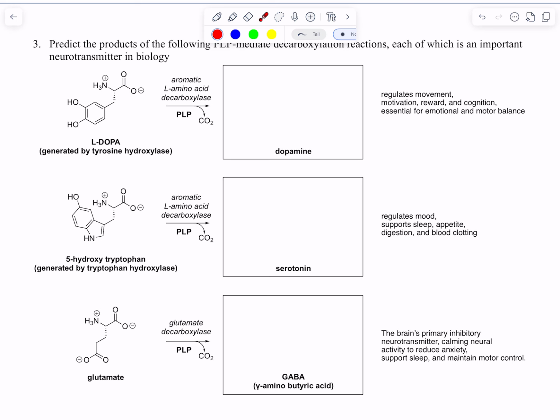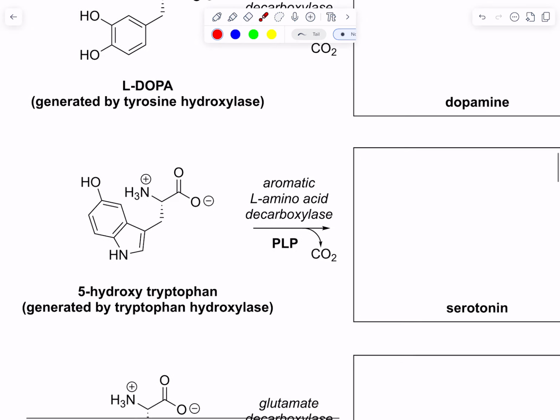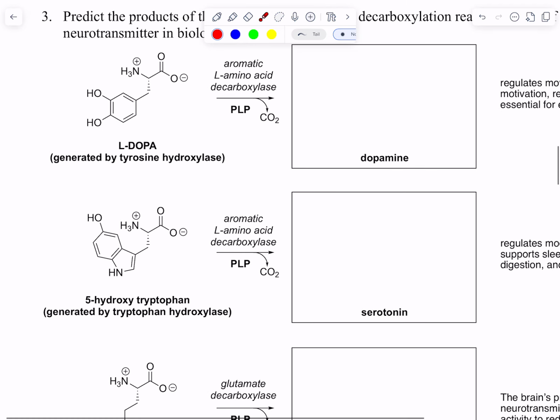So take what you learned from question 1, and I want you to predict the products that come from the amino acid L-DOPA. This is a version of tyrosine. It's been oxidized to have an additional OH group, and it's going to get decarboxylated to form dopamine. This is 5-hydroxytryptophan. It's also been oxidized by an enzyme to put an OH on the benzene ring. This is going to be decarboxylated to form serotonin.